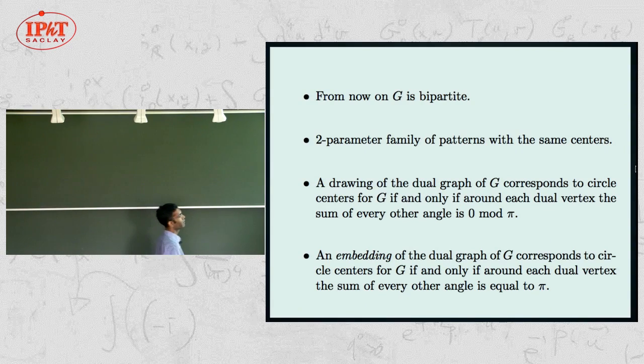for a circle pattern if and only if around each dual vertex the sum of every other angle is equal to 0 modulo pi. So this is if I start with an arbitrary drawing of my dual graph. Now if I start with an embedding of my dual graph, the condition for that embedding to correspond to circle centers for G is that around each dual vertex the sum of every other angle should be equal to pi modulo 2 pi. So it's not either 0 or pi modulo 2 pi, but really pi modulo 2 pi.